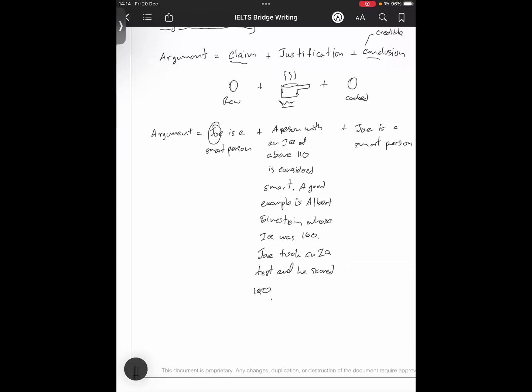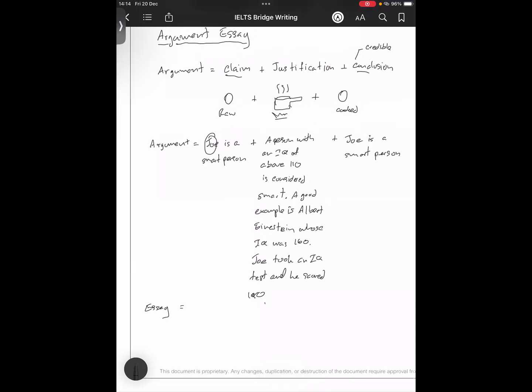Okay, that's it. Right. Now, what about essay? So now you have a good grasp of what argument means. Now let's talk about an essay. So an essay is just a style of writing that breaks your content into three sections: introduction, body, and conclusion.